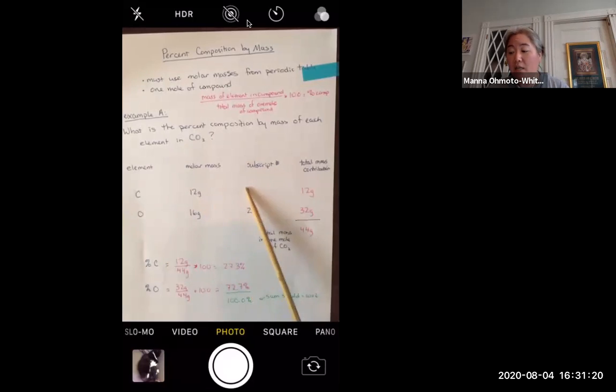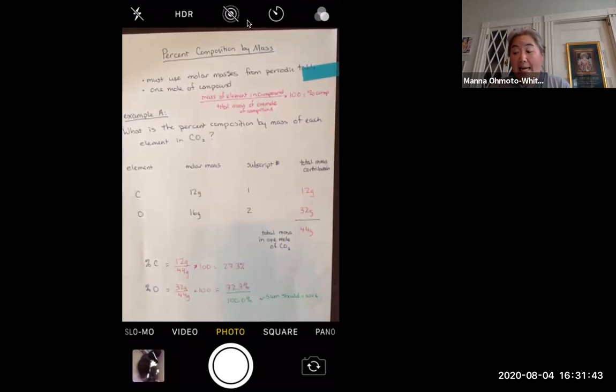Then I multiply these 2 columns together to get the total mass contribution. So 12 grams of the substance is going to be made up of carbon. 32 grams will be made up of oxygen. 12 grams of carbon, 32 of oxygen. So 1 mole of carbon dioxide has a molar mass of 44.